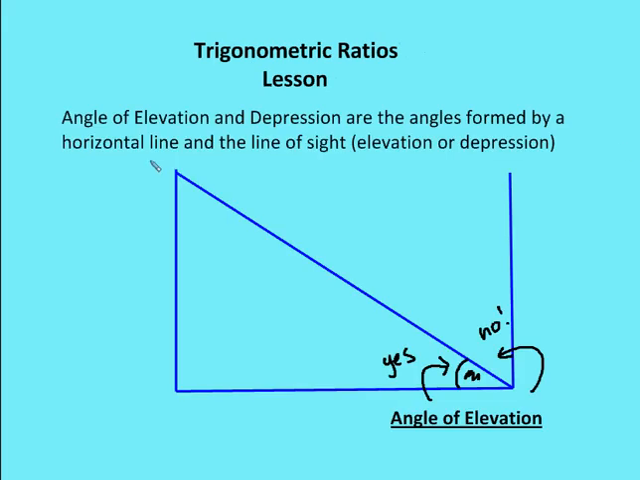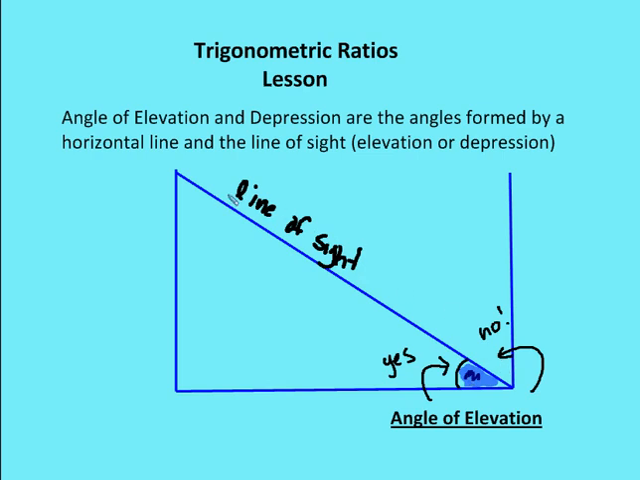Okay, so let's talk about angle of elevation and depression. So the angle of elevation and depression are always made with the horizontal. So in this case, this angle measure here that I've highlighted is going to be the angle of elevation, and it's the angle that's formed by the horizontal, always the horizontal, and the line of sight. So we call this line the line of sight. And the highlighted angle in blue is going to be your angle of elevation.